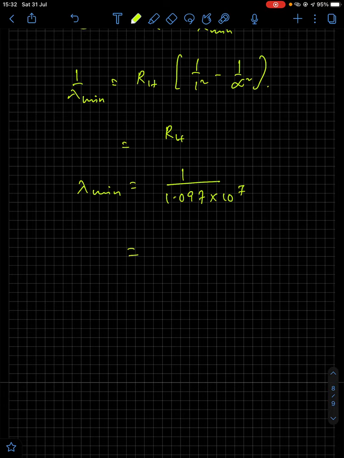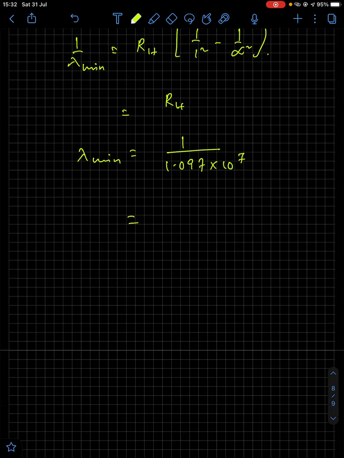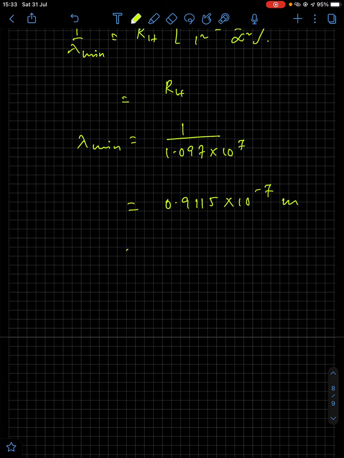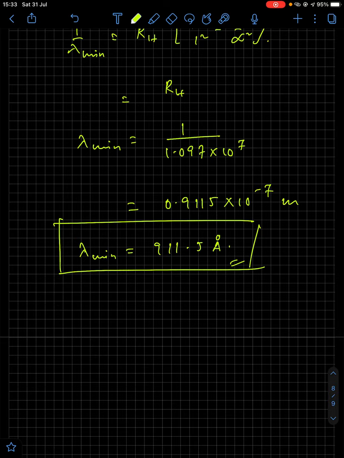So 1 divided by 1.097 will get you 0.9115 into 10 to the power minus 7 meter. So that will get you 911.5 angstrom. So this is the minimum wavelength of the photon when the transition happens from infinity to 1.